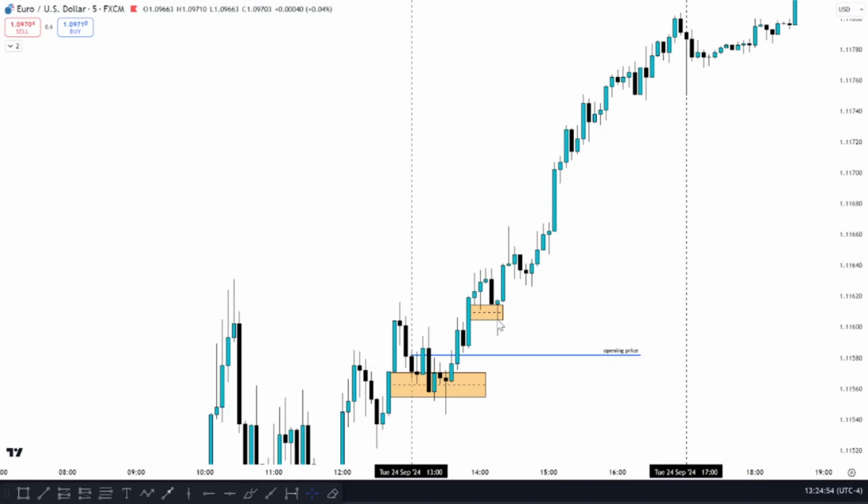So this would have been your second entry, anticipating higher prices. You can see there are multiple areas where you could have taken advantage of this price swing. But it's after you already anticipated the next candle to be an up close candle, closing above the opening price.